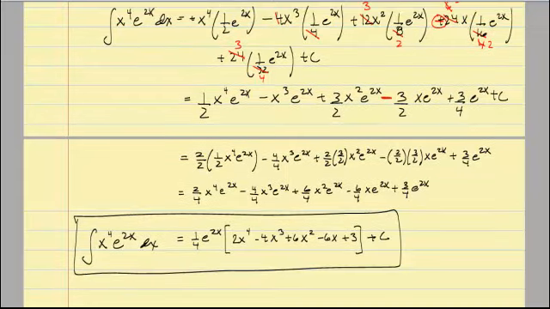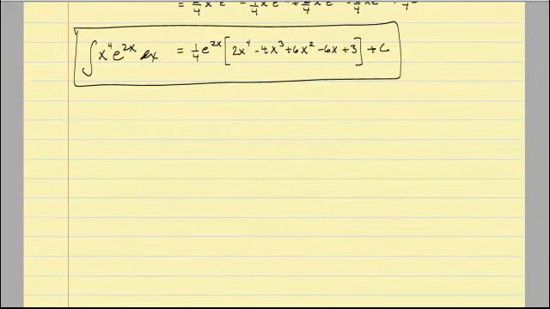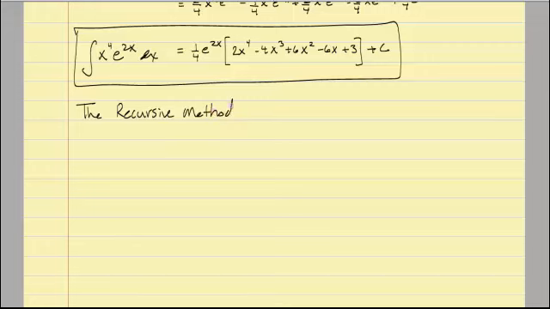So that is looking at the tabular method, and you can see that the tabular method can really save you some time. Okay, let's go ahead and look at a problem that is known as the recursive method. And some of these can take a long time, so you kind of have to stick with them. The recursive method will take 2 iterations of integration by parts.